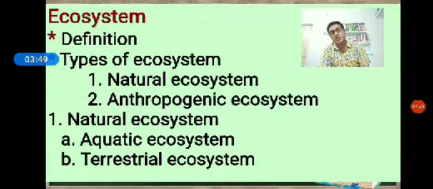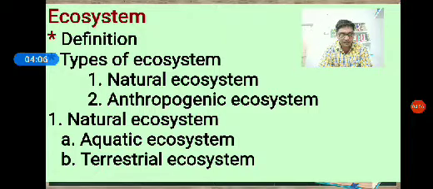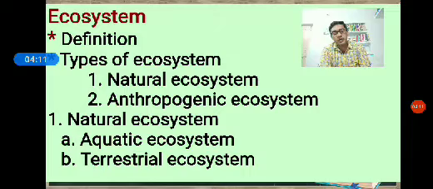Very simple definition. One more: ecosystem is a basic functional ecological unit. It consists of living and non-living factors in a given area. In an ecosystem, the living and non-living components interact with each other and exchange material with each other.